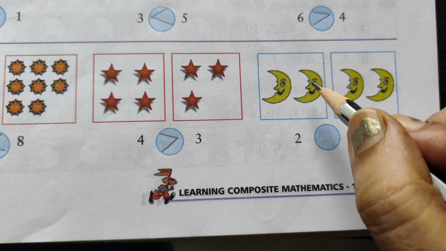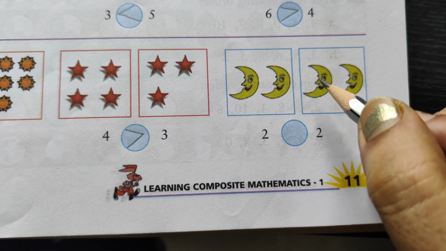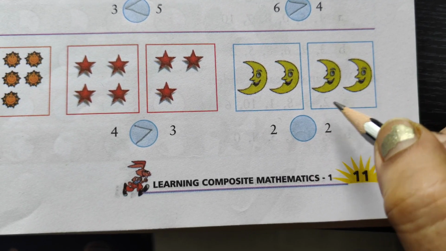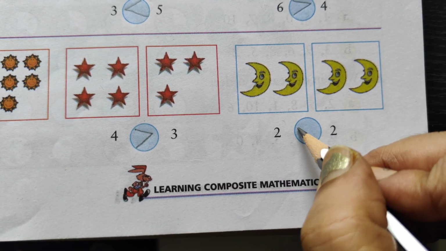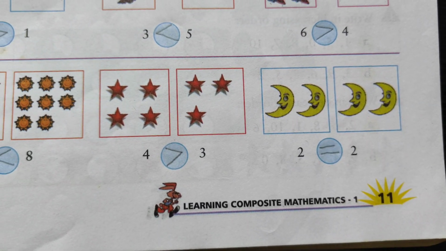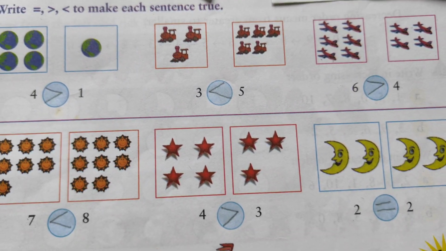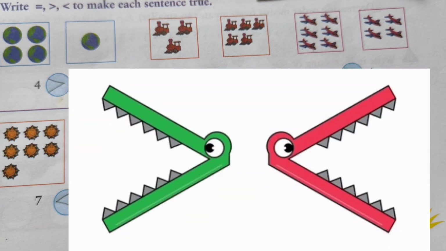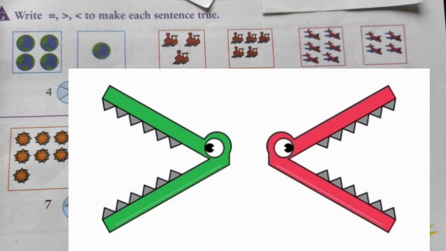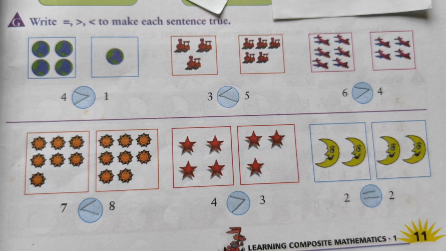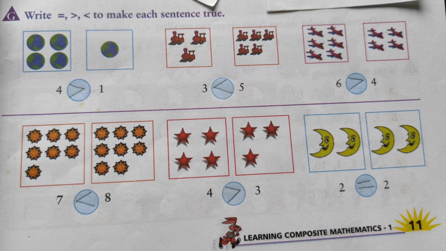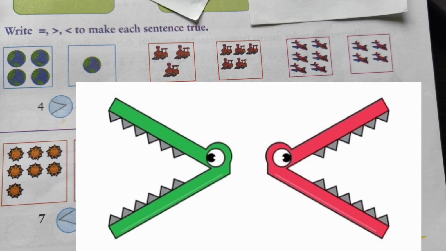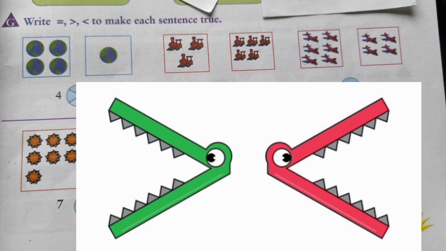Here this is 1. We will count here 1, 2. In this box also 1, 2. 2, 2 equal. So let me put the equal sign. In this way, if you remember the idea of crocodile's mouth, then you will never get confused while comparing the numbers or in between the signs of more than and less than or greater than and smaller than signs in your lifetime.